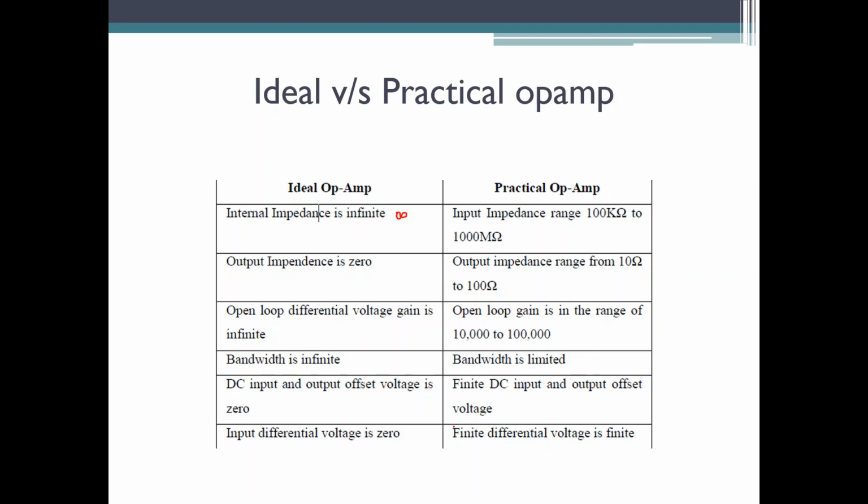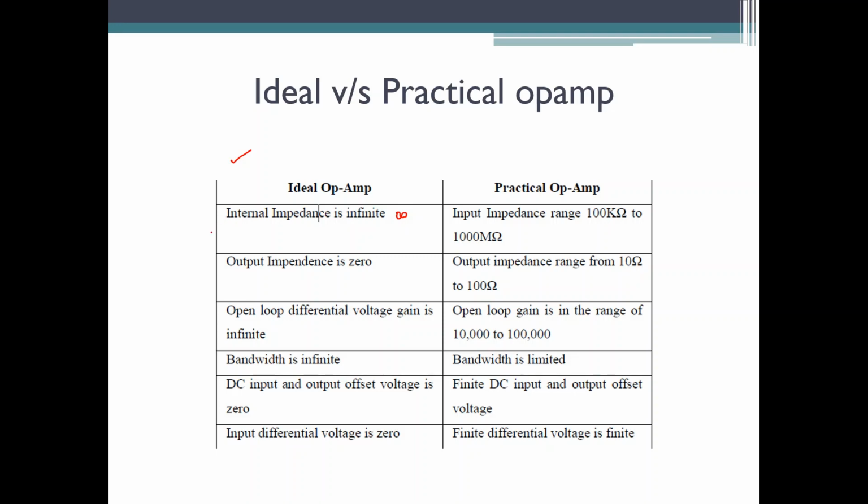So you need to remember these 5 points. These 5 points are very important from the examination point of view, because they might ask you to quote the differences between ideal op-amp and practical op-amp. So this table has to be remembered by you people.